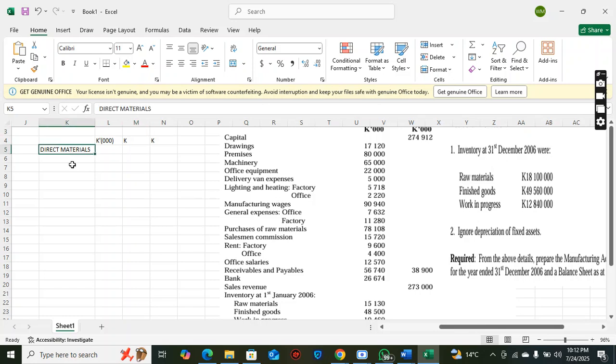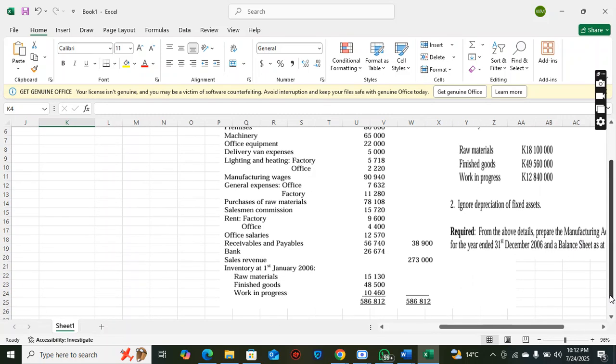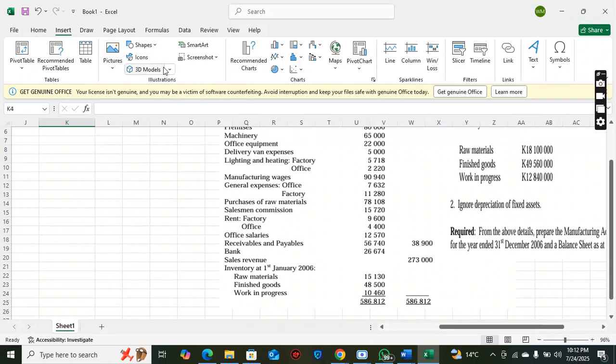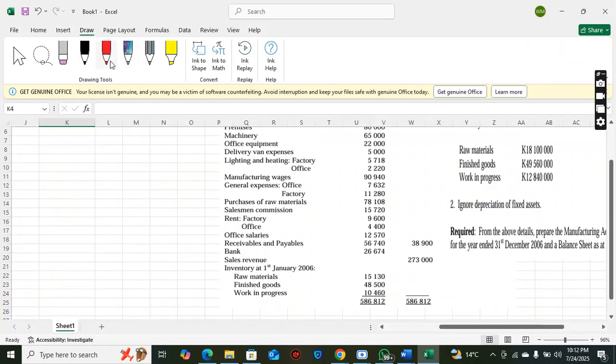Okay, so we can begin with direct materials. So what's the first item of the direct materials that we're going to add in? Thank you very much, sir. Yes, colleagues, when you're doing these kind of questions, you look for the opening inventory for the raw materials, which is here. Opening inventory.